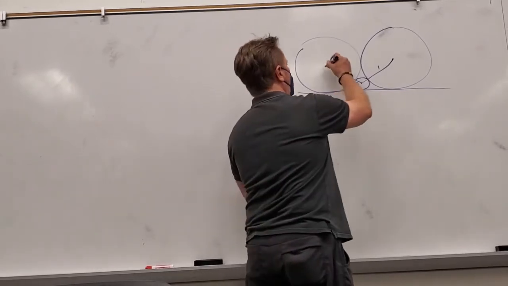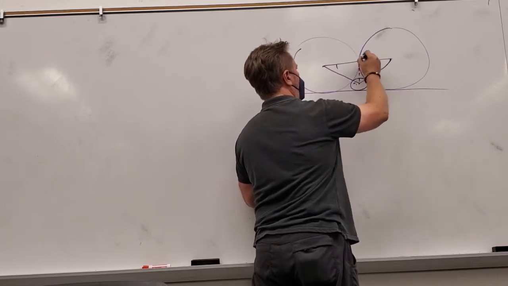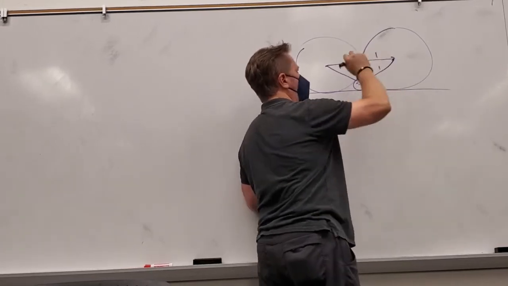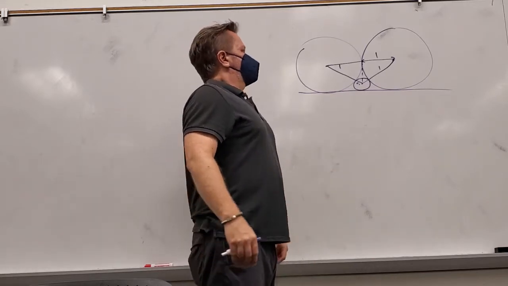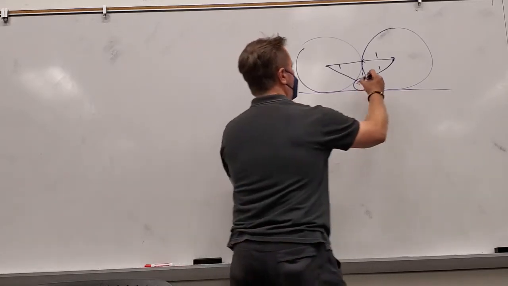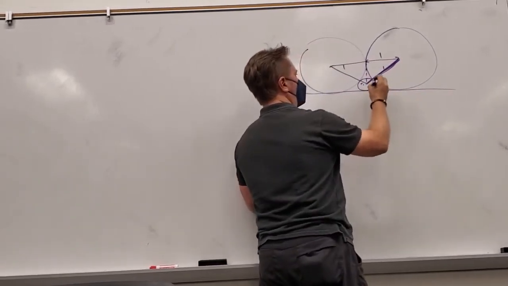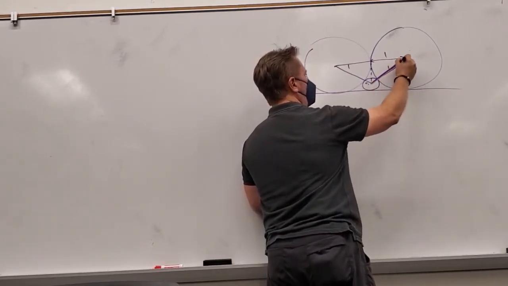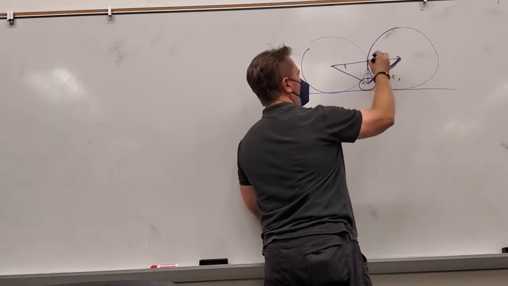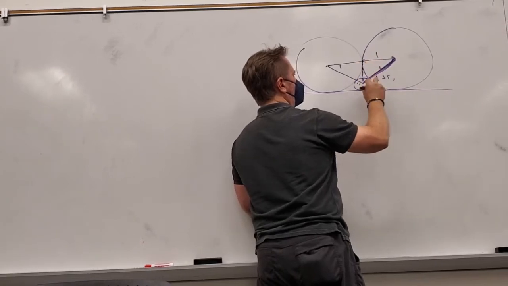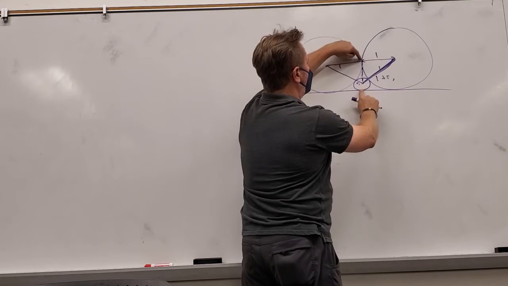Can anybody tell me what this would be? 2. So what's this here? 1. Okay. So what is this? That's the hypotenuse of that triangle. Yes. And what is it? It's 1 plus R1. And that's 1. And this is good to know. In fact, I can see what that is directly right now.